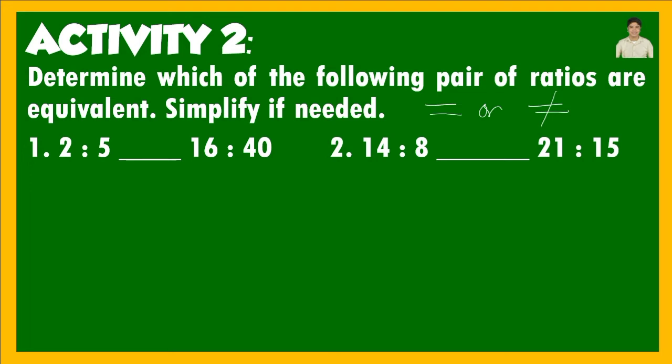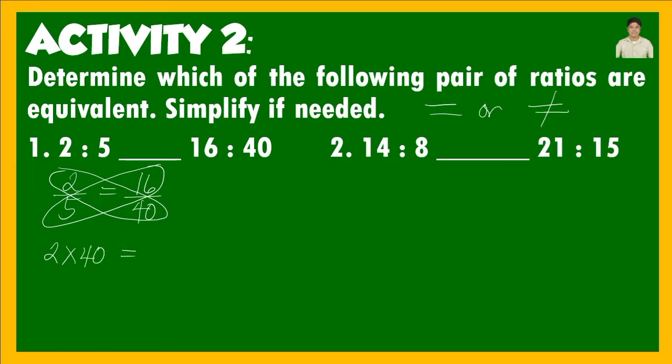So, 2 is to 5. So, 2/5 equals 16 over 40. So, cross multiply. 2 times 40 equals 5 times 16.